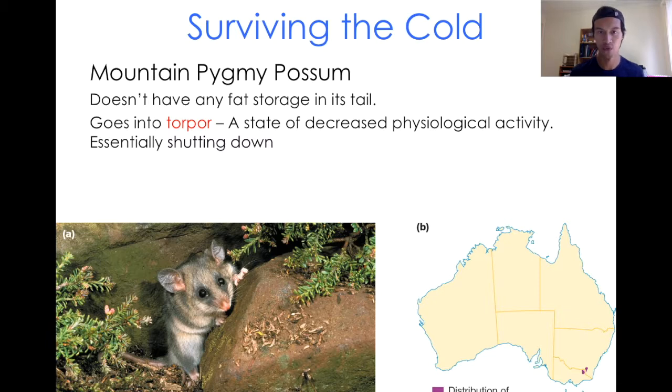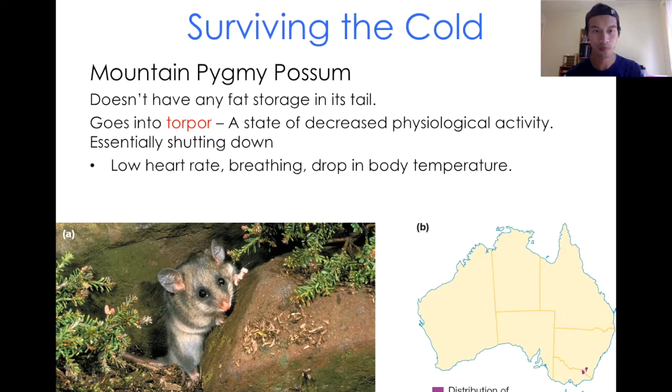And so for the mountain pygmy possum, during the summer, the spring and the autumn, all the other seasons, it needs to be able to eat to basically build its reserves up, and then when it goes into torpor and shuts down, it then needs to rely on its own reserves to survive the cold.